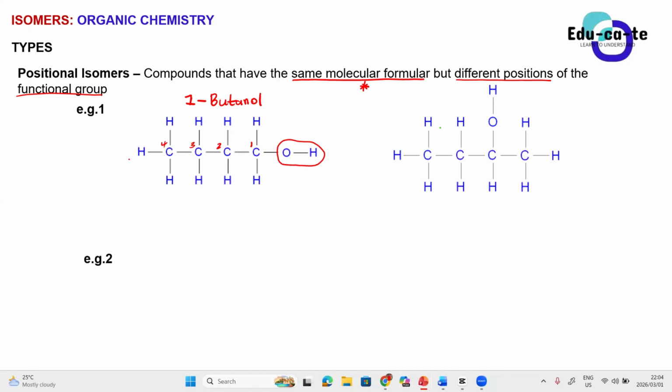This is 1-butanol. If we want to compute its molecular formula, you can see that this is C4H10O, because we have 4 carbons, 10 hydrogens, and 1 oxygen. That's the molecular formula of 1-butanol, or you can say butan-1-ol.